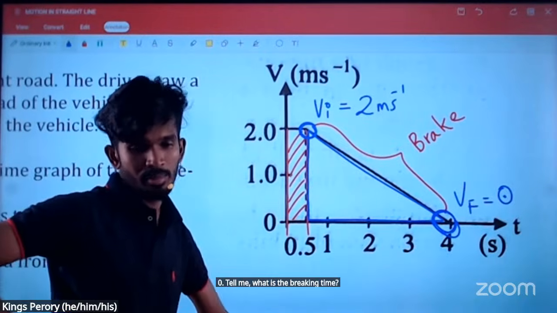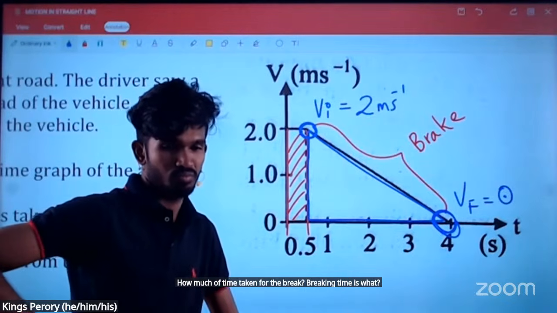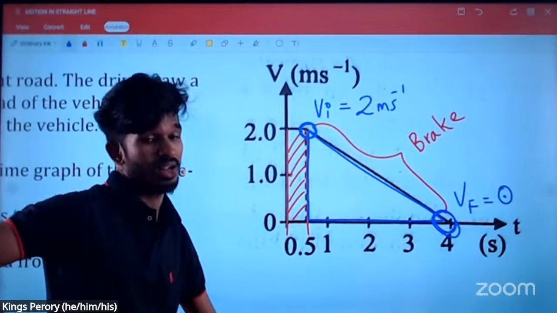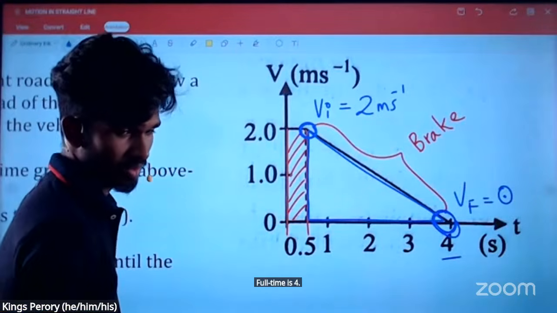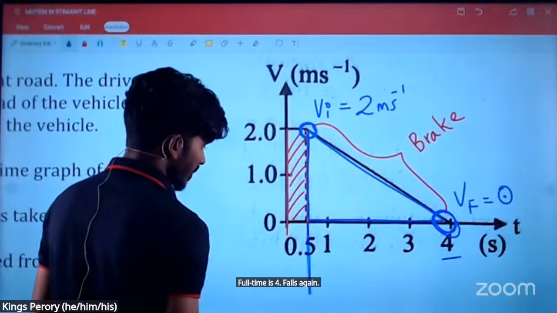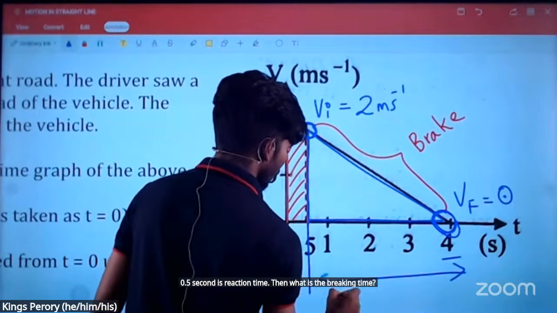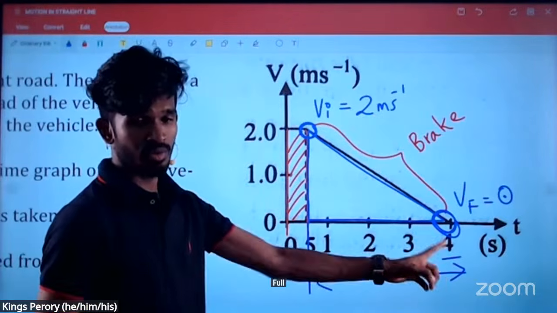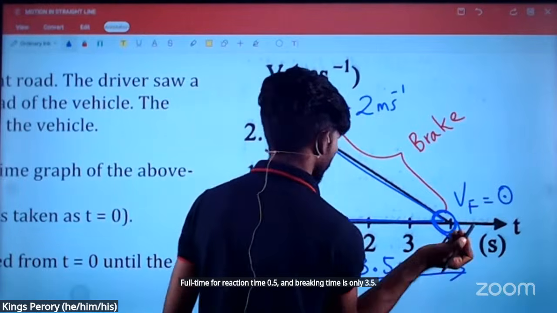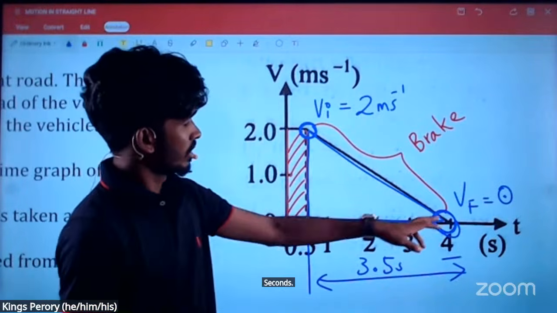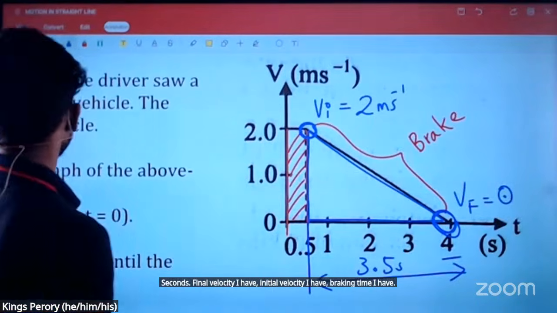How much time is taken for the brake? Braking time is what? Full time is 4 seconds. 0.5 second is reaction time. Then what is the braking time? Full time 4, reaction time 0.5, so braking time is only 3.5 seconds. Final velocity I have, initial velocity I have, braking time I have. Now find the deceleration.